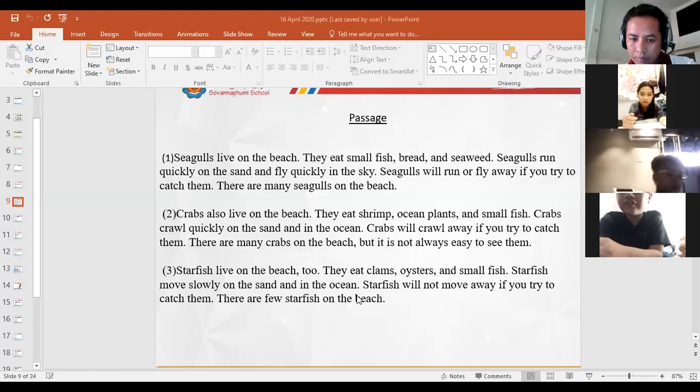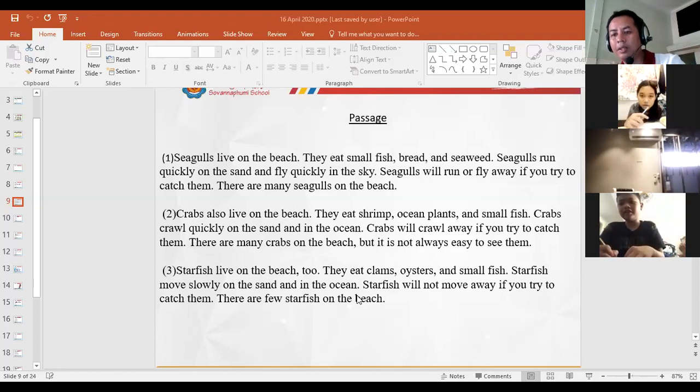Starfish live on the beach too. They eat clams, oysters, and small fish. Starfish move slowly on the sand in the ocean. Starfish will not move away when you try to touch them. There are a few starfish on the beach. Very good, very good.